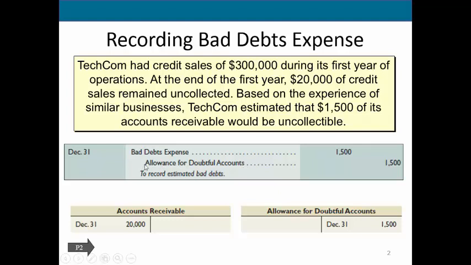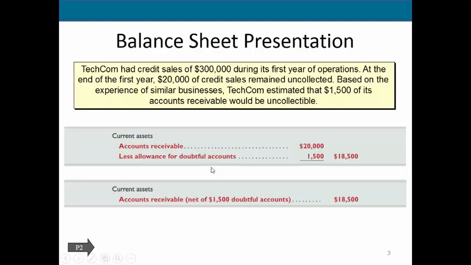Now I want us to keep in mind that this is an estimate. So as we end up seeing that some of this credit sales are not actually coming in, we're going to be adjusting this holding account, because remember, this is our estimate, and as we find out that we're truly not going to collect on a specific receivable, we'll need to update this account, and you'll see how we do that as we go on. So you can see here again we had the credit sales of $300,000, and at the end of the year we still had $200,000 of accounts receivable uncollected, and we estimate that $1,500 is uncollectible.